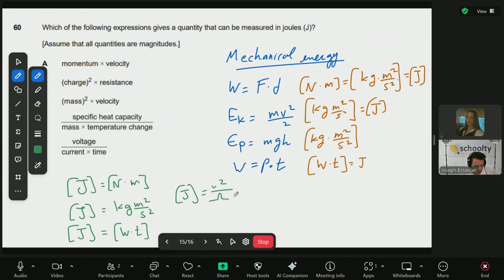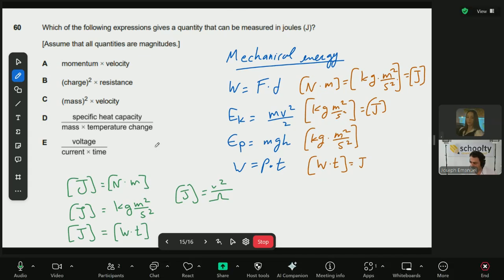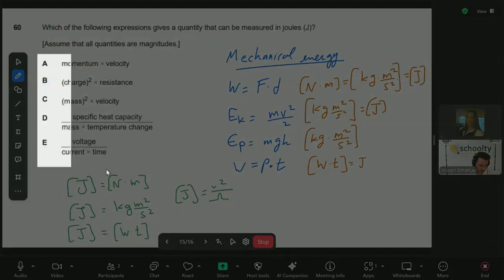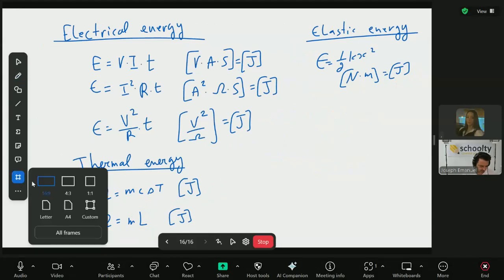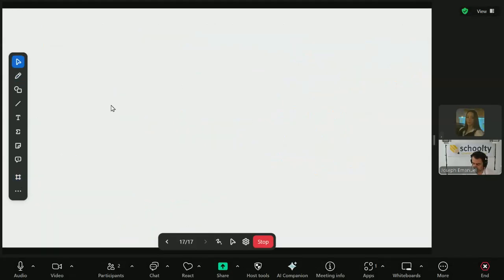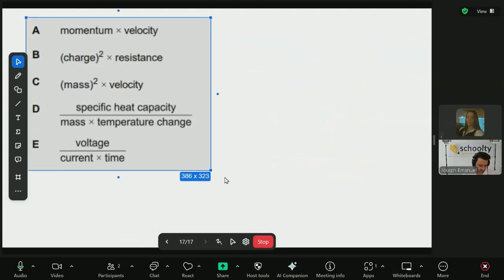Okay, now I think we can safely, easily look at the answers. Yes, let's look at the answers. Will we go one by one? Let me copy it to another whiteboard so we'll have space to write. Okay. Yeah, let's go one by one.